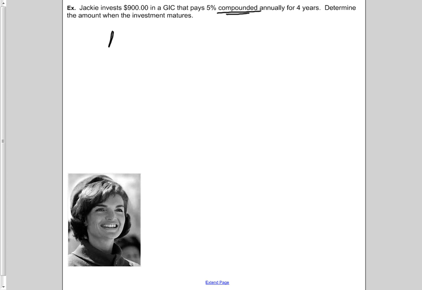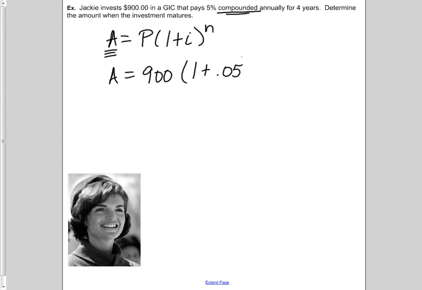We have a compound interest question, and this is the formula that we have if we don't want to do a big table again. We want to know the amount when the investment matures. So that means her $900 plus the interest, and that's what this equation will give us. For her amount, she invests $900. That's our principal or initial amount. Our rate is 1 plus the 5%. And the number of compound periods is how many times interest is added to that account, and it is done annually for 4 years. That means our N value is 4.